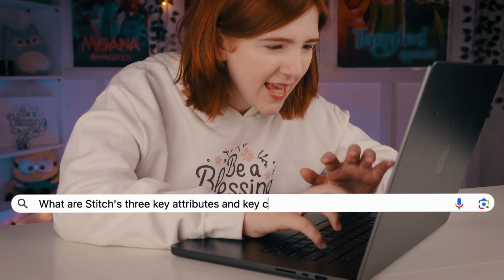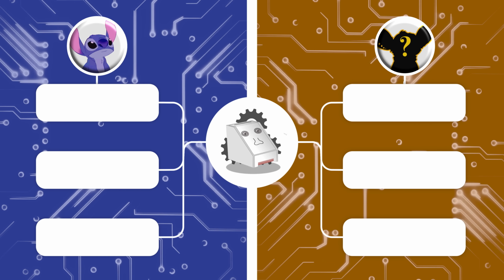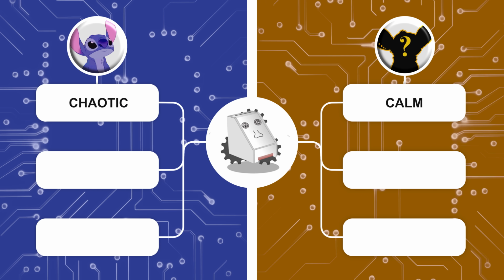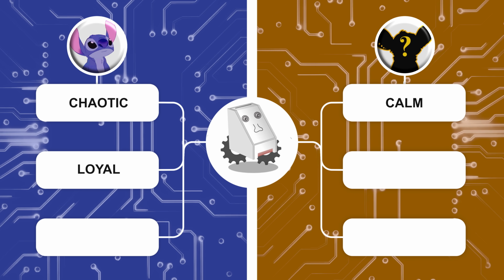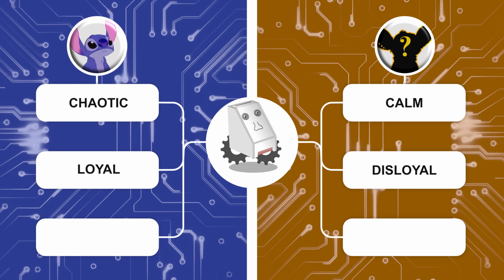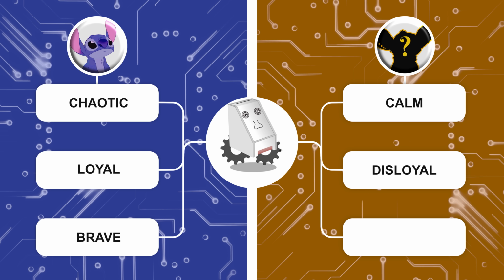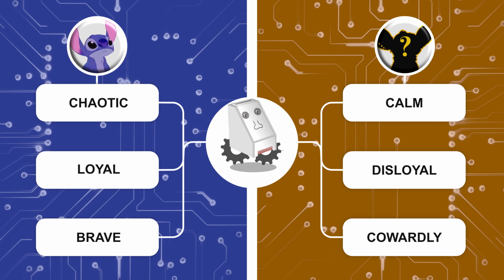Okay, Craig, what are Stitch's 3 key attributes and key colors? Stitch's first key attribute is chaotic, and the opposite of chaotic is calm. His second is loyal, and the opposite of loyal is disloyal. His third is brave, and the opposite of brave is cowardly. Moving on to Stitch's key colors.